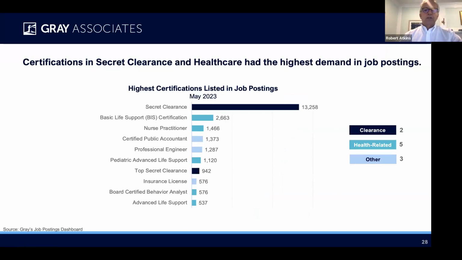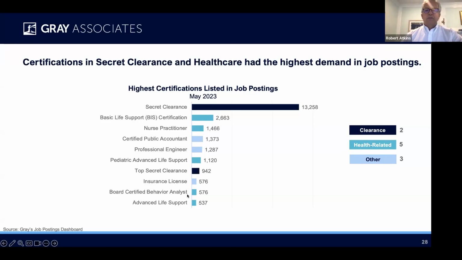Now, what's highest in terms of certifications? Turns out keeping a secret is really important. So these are obviously government jobs or government-related jobs, but secret clearance turns out to be the highest volume certification required out there with 13,000. Basic life support coming in second. You can see another health program here, nurse practitioner, third.